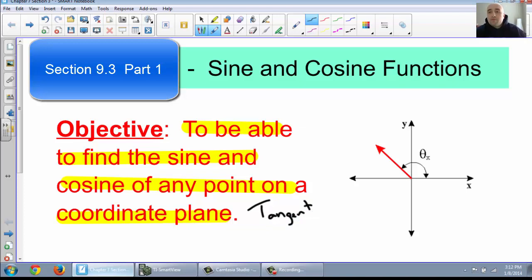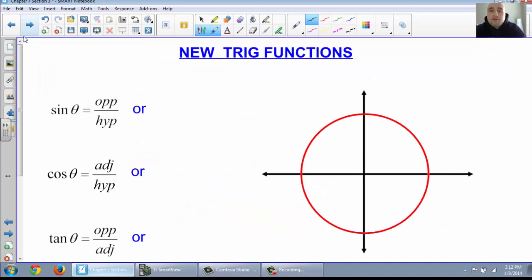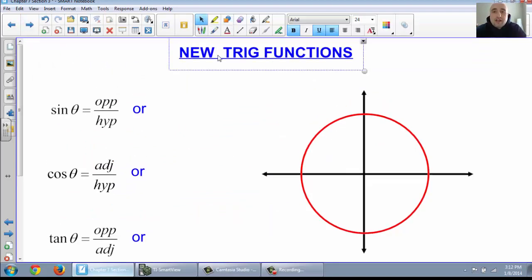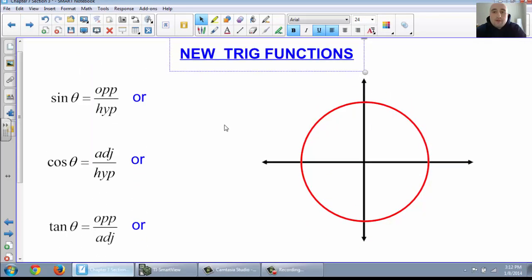Okay, so one thing we always have to remember is SOHCAHTOA. Please remember SOHCAHTOA. Definitely make sure you remember it. All right, so getting right into it. We're going to talk about these trig functions in a kind of new way now. Here are our three normal ones. Sine is opposite over hypotenuse, cosine is adjacent over hypotenuse, tangent is opposite over adjacent. Those should look familiar.